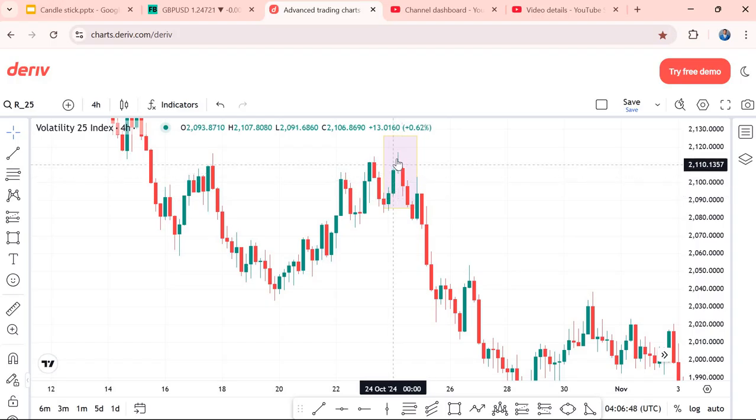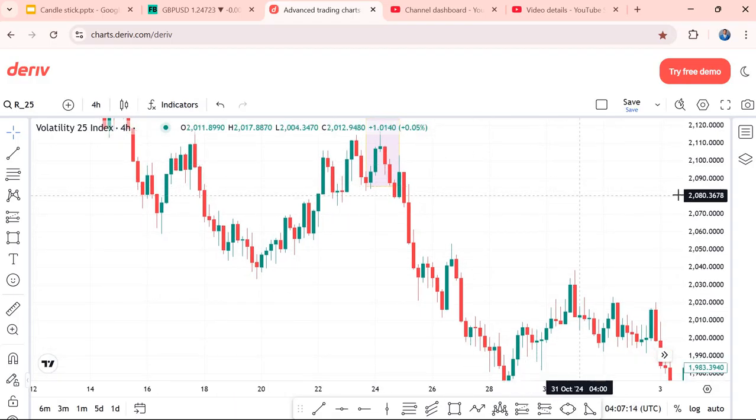It tells us that there was some rejection. You could see a rejection candle, so it tells us that buyers are losing their momentum. And the next candle that formed was a strong bearish candle. So this is an evening star pattern, and we said that the evening star is a bearish signal. When you see it, it tells you that price is about to go down.